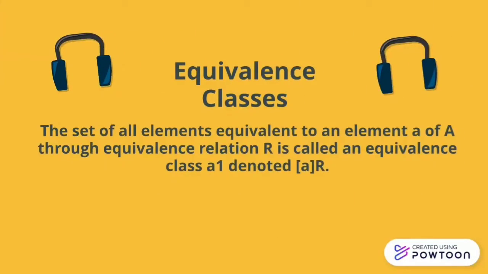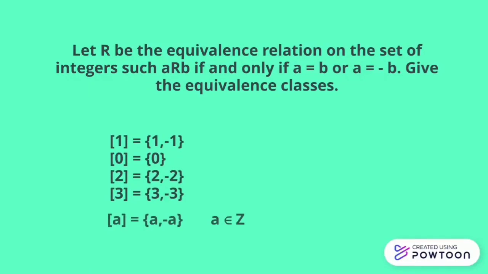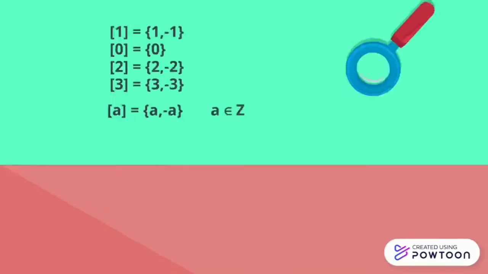Equivalence classes, where the set of all elements equivalent to an element A of A through equivalence relation R is called an equivalence class, denoted as below. From the question and answer below, we can simplify that the elements of the set, which are A and negative A, are integers and the pattern is repeated.